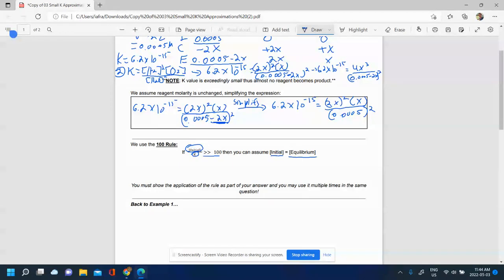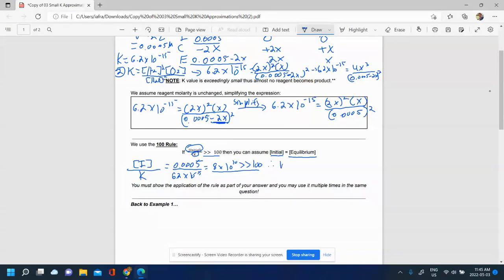So for example, in this situation here, I was given the initial concentration. So we'll say initial concentration over K value. So initial concentration was 0.0005 over the K value, which is 6.2 times 10 to the power of negative 15. And when I do that, I get about 8 times 10 to the power of 10. And this is much greater than 100.